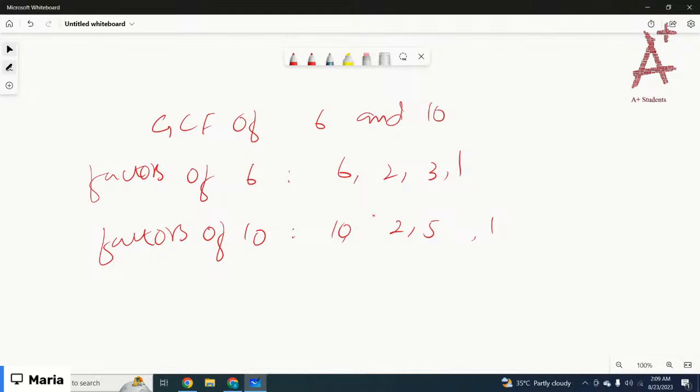So which is the GCF? The greatest number that is common between both the numbers is 2. So the GCF is 2, right? So the correct option is 2.